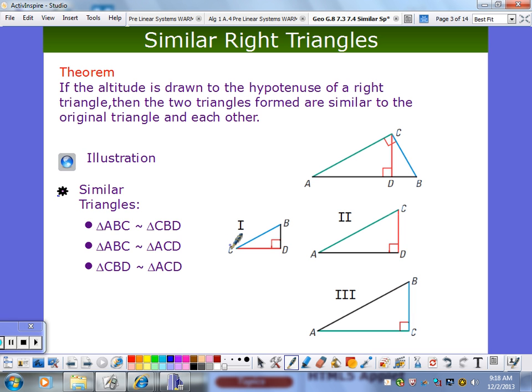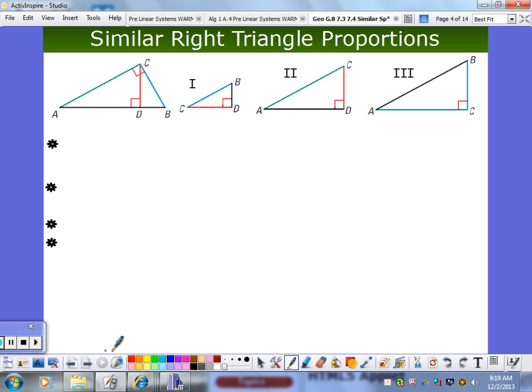Triangles 3 and 1 are similar. ABC is similar to ACD. 3 is similar to 2. And CBD is similar to ACD, yes? They're all similar triangles. So let's see, I'm looking at them up here now.